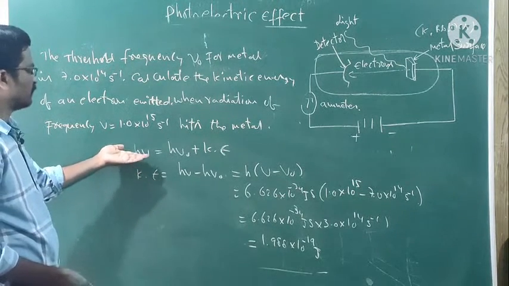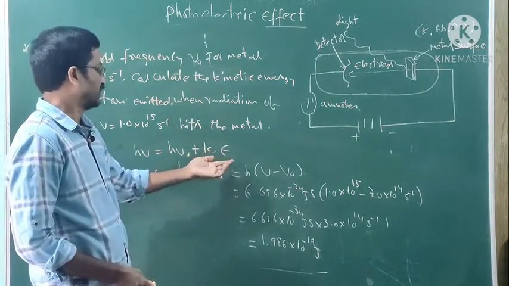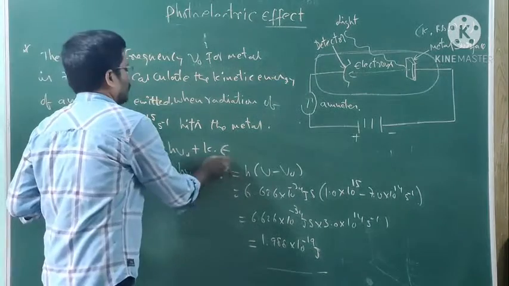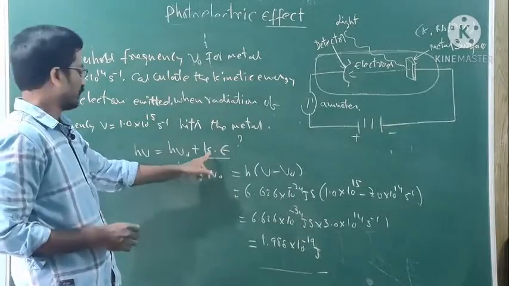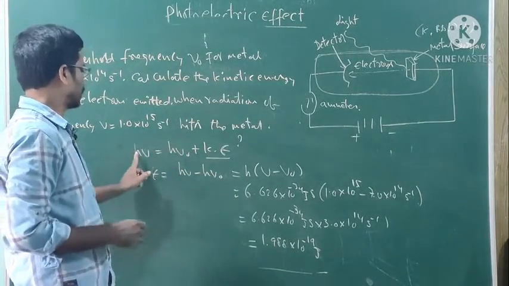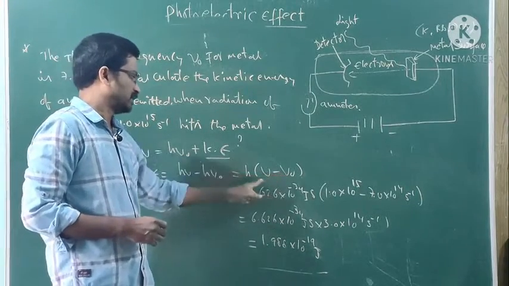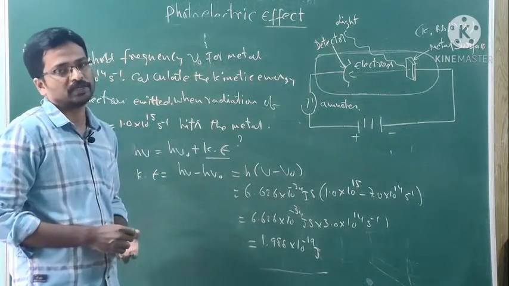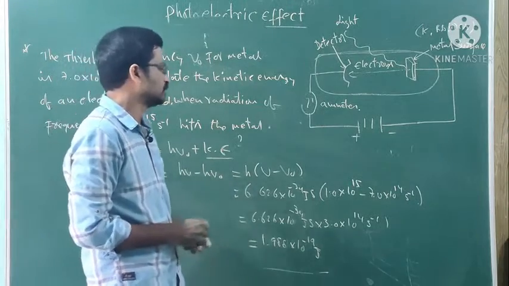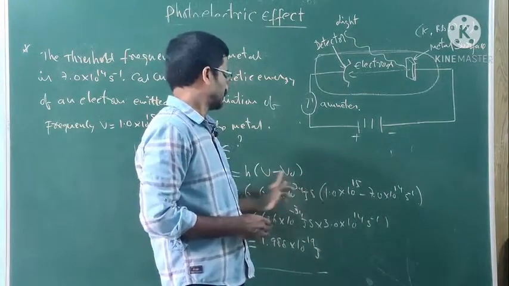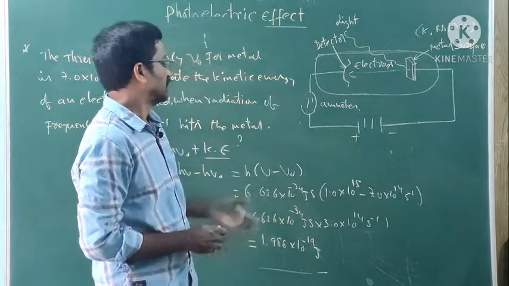Let us use the formula from the photoelectric effect: h nu is equal to h nu naught plus kinetic energy. What is required is the kinetic energy of the electron. Then you may write it as h nu minus h nu naught, which is h times nu minus nu naught. h is the Planck constant, 6.626 into 10 to the power of minus 34 joule second. The nu value is 1.0 into 10 to the power of 15, minus nu naught.